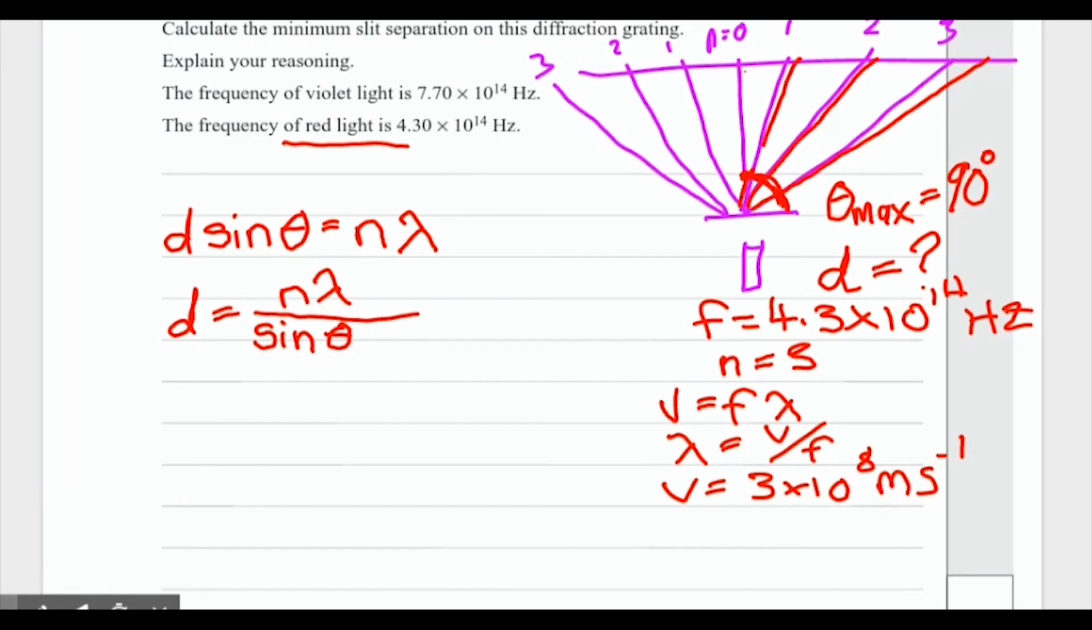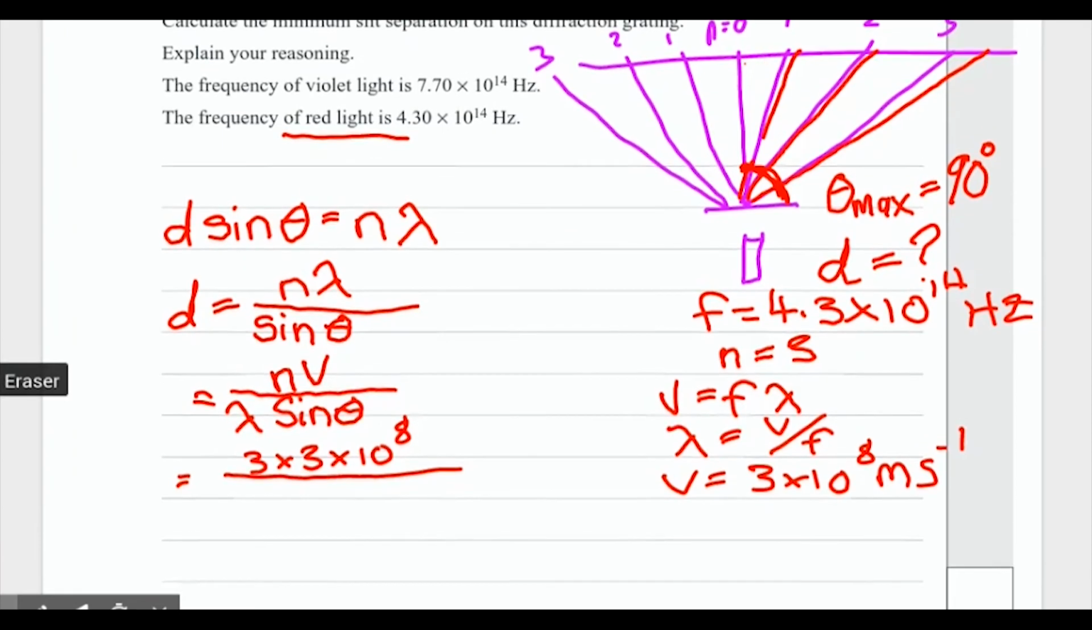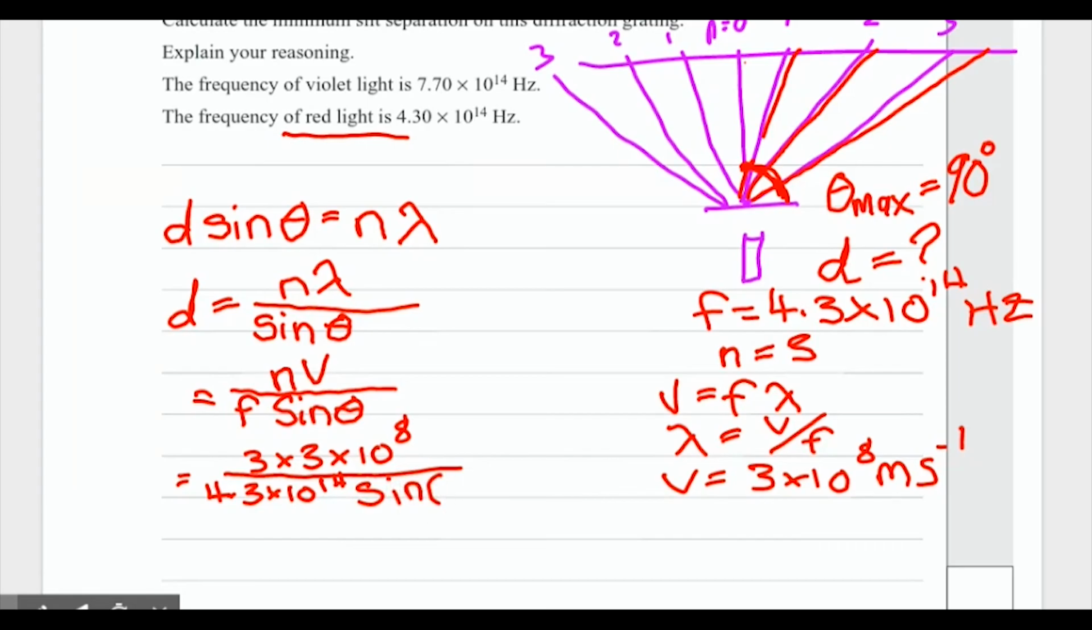Okay. Substituting that into our equation here, we get n v divided by our frequency sine of our angle. Okay. Putting our numbers in, we get 3 on top. I have made a mistake. That should be, let's rub that out, that should be frequency, not lambda. Frequency. And let's calculate that. And I get 2.09 times 10 to the minus 6, which will round to 2.09 times 10 to the minus 6 meters. There we go.